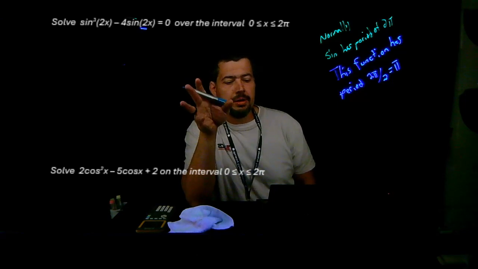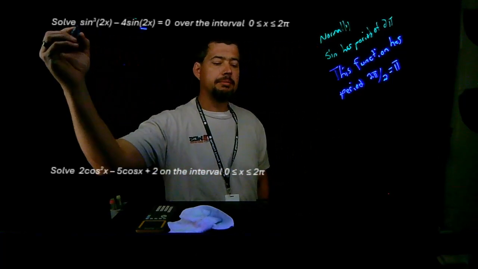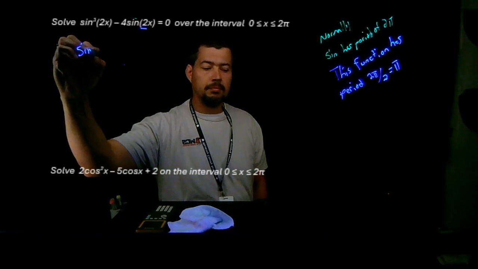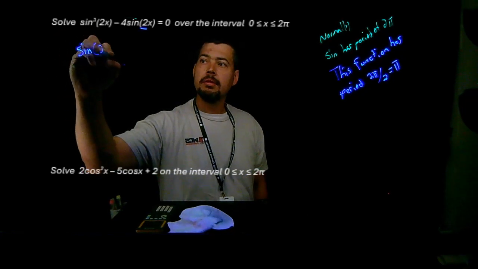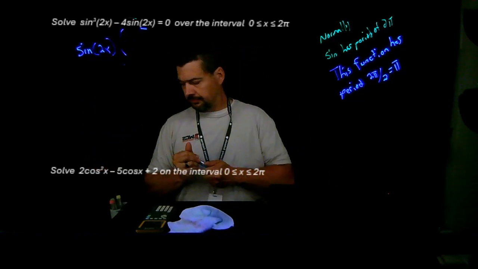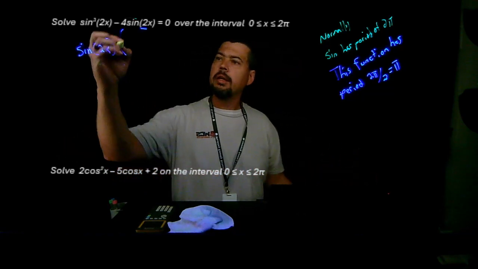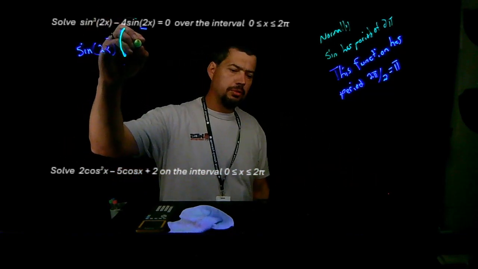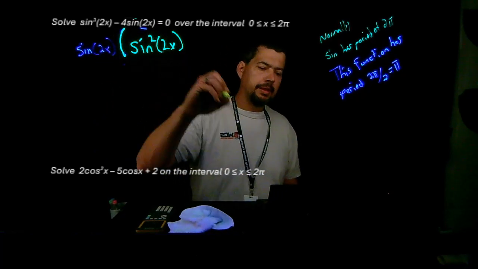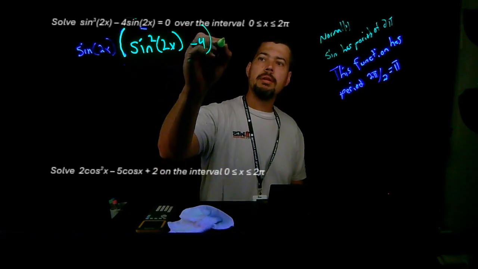But anyways, we're going to start off by factoring. All right? So there's that F word. I can pull a sine of 2x from each of those two pieces. If I pull a sine of 2x from sine cubed, I'm going to get sine squared of twice x. And if I pull it from a negative 4 sine of 2x, there's going to be a minus 4 left over. Still equal to 0.